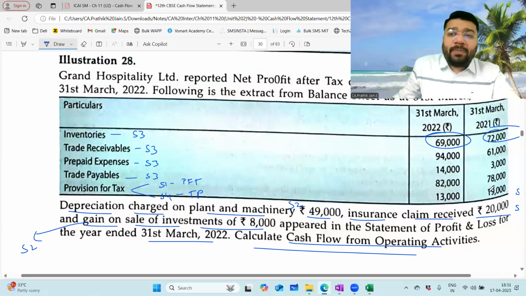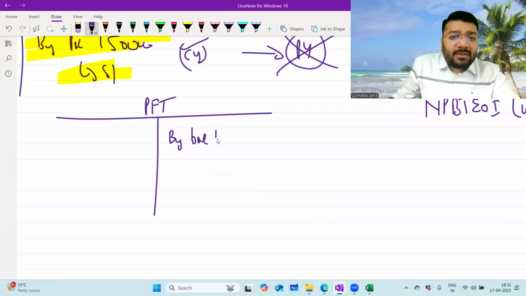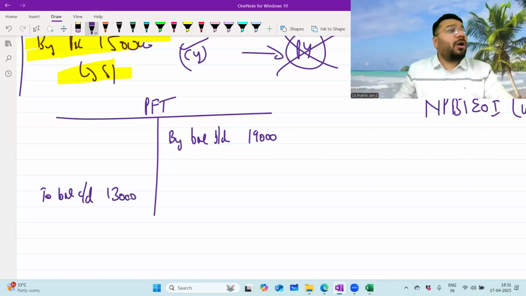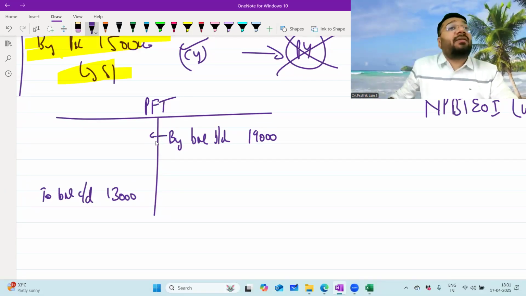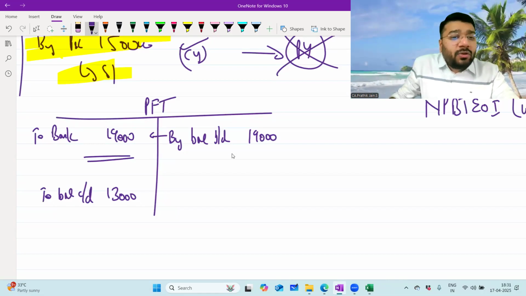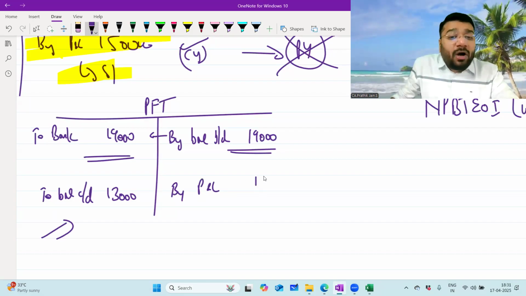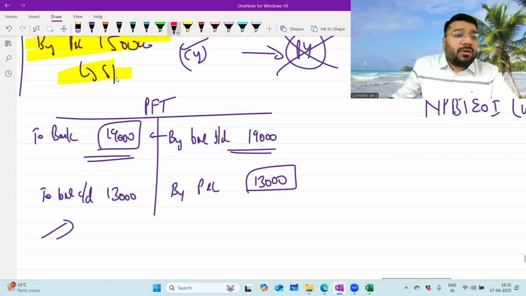For provision for tax, what is given, people? Opening balance is given as 19,000, closing is 13,000. By balance brought down is 19,000 and to balance carried down is 13,000. There is no information on tax paid in the current year provision. In that case, what do we assume? Whatever provision was created in the previous year, that is fully paid. So to bank is 19,000. The ledger is technically closed, but we still have the closing balance because the current year provision is created for 13,000 rupees. Now this will go to segment 4 and this will go to segment 1.